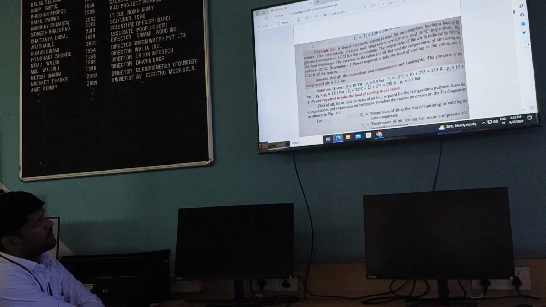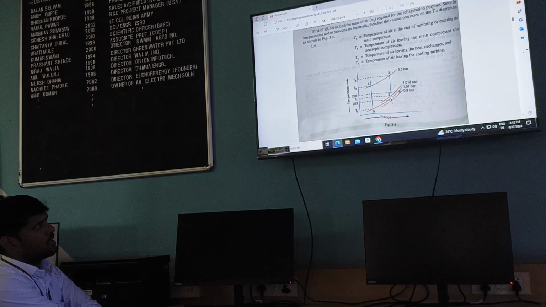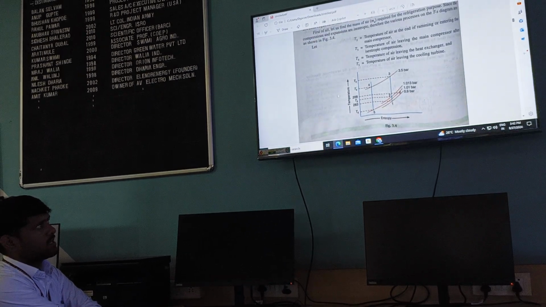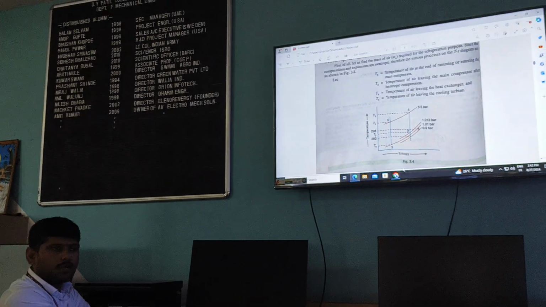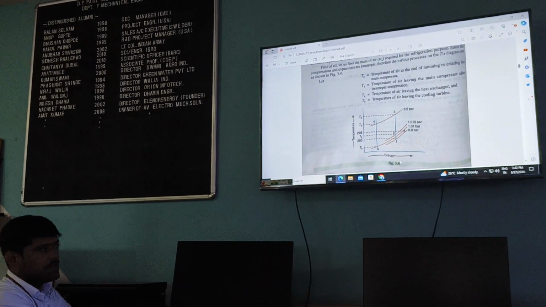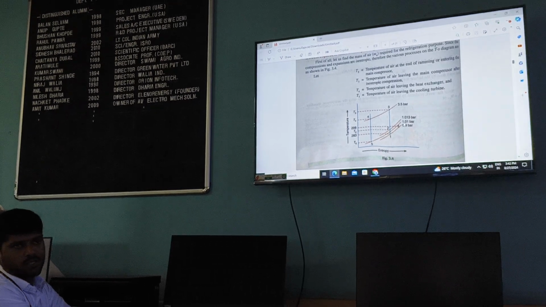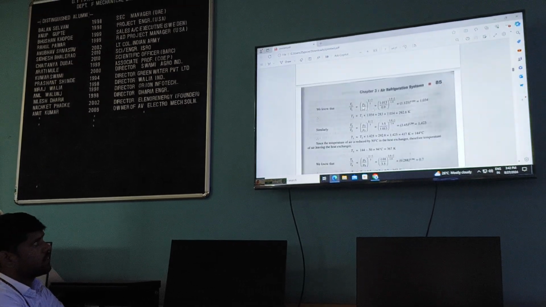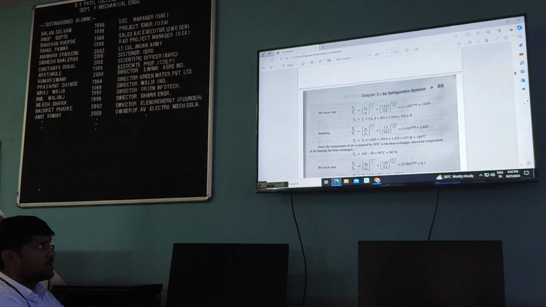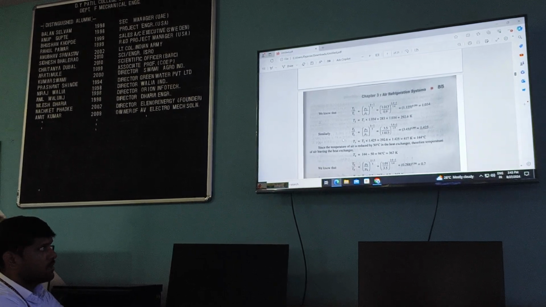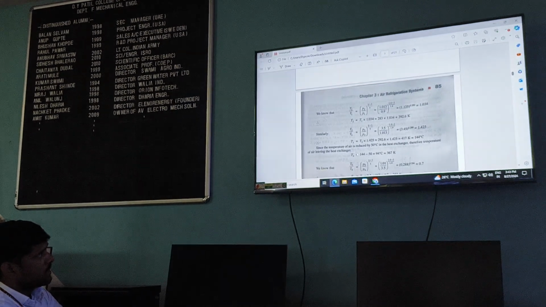Look at this numerical. See here, 1 to 2. Here they have not given the efficiency, so isentropic is considered as ideal. 1 to 2, 2 to 3, 3 to 4, 4 to 5, 5 to 6. So straightforward, you will get T2 by T1 is equal to P2 by P1 raised to gamma minus 1 by gamma, and go on calculating the temperature.